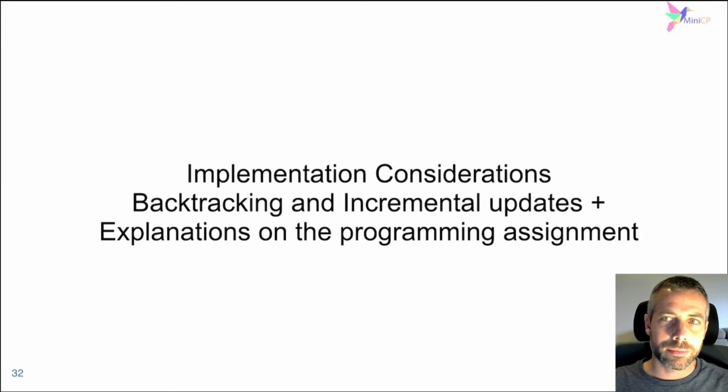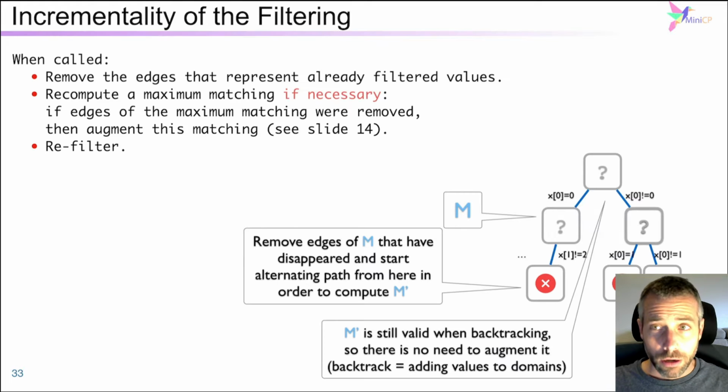In the programming assignment related to this lecture on the AllDifferent constraint, you will have to implement in MiniCP the domain consistent filtering algorithm that we just have seen. So I would like to take a few minutes to give you a little bit of clues on how to implement and succeed in this programming assignment. First, I would like to discuss something about the state restoration of the AllDifferent constraint and the incrementality aspect.